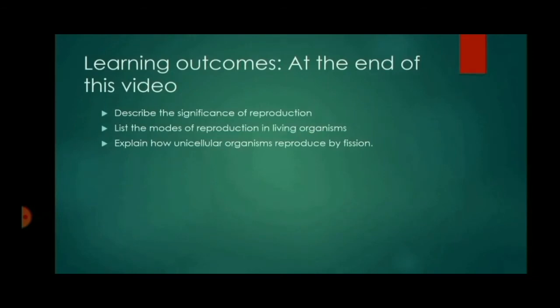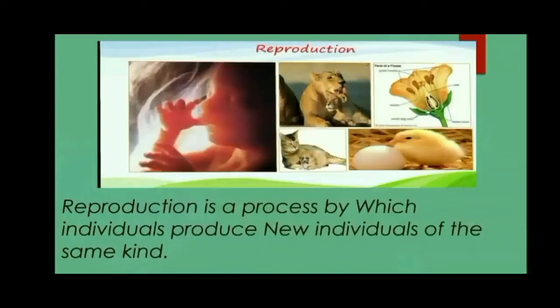After the completion of the video, you will be able to describe the significance of reproduction, list the modes of reproduction in living organisms, and explain how unicellular organisms reproduce by fission. Reproduction is a process by which individuals produce new individuals of the same kind.